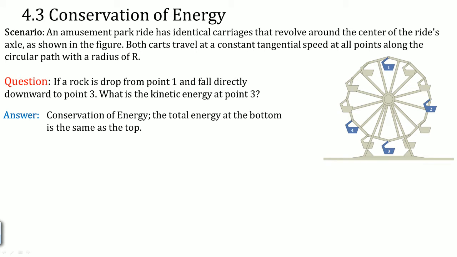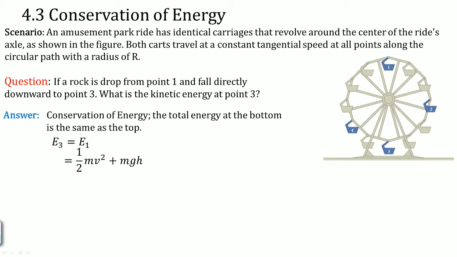Answer: the approach is to use conservation of energy because the total energy at the bottom is going to be the same energy as the top. Energy at cart 3 is equal to the energy of cart 1.